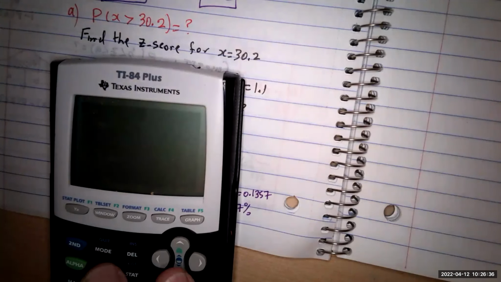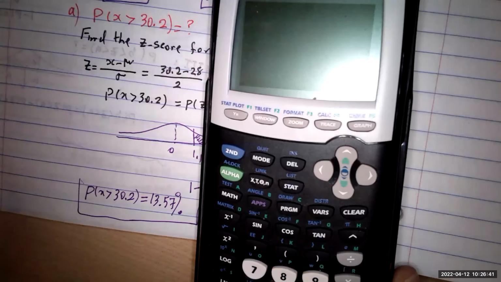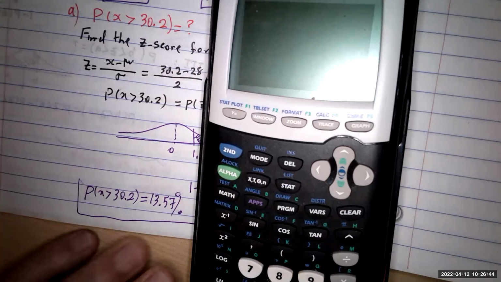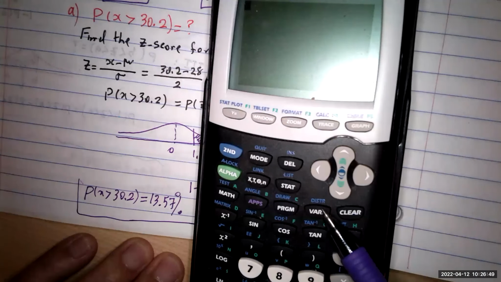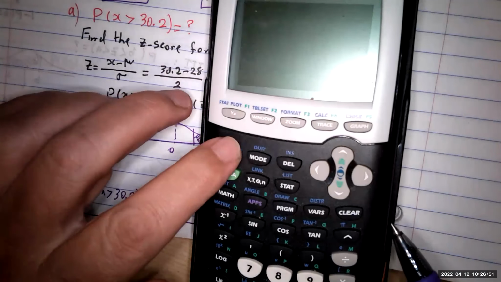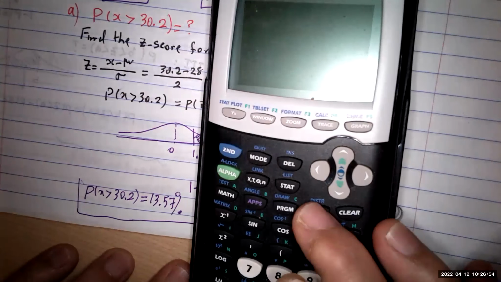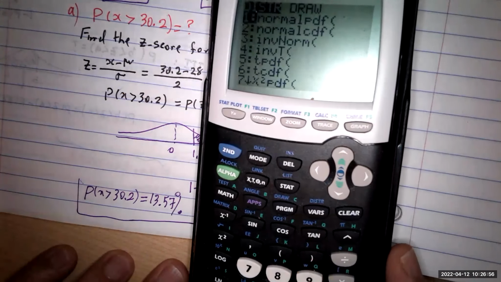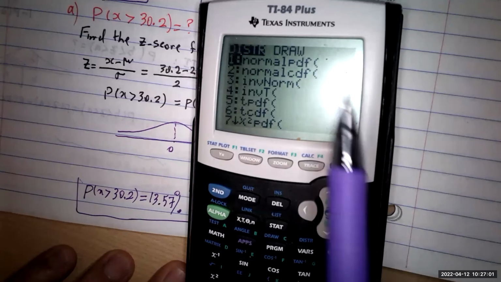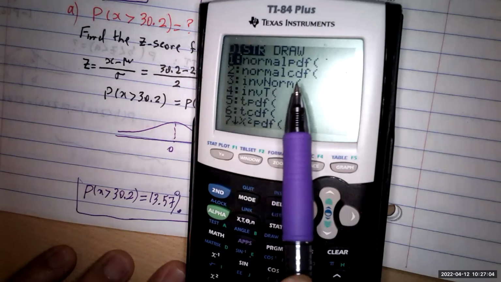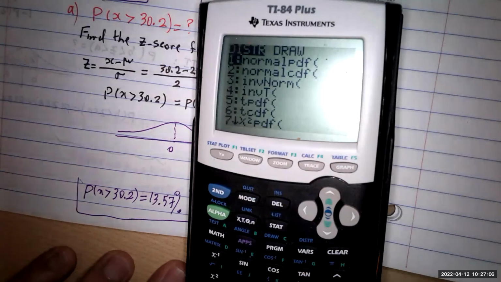The way you're going to do it, you go to your calculator. The distribution is here. You click second, then distribution. You will see all sorts of distributions that we're going to use in this course. The first one is the normal distribution. For the normal, you have two choices, the normal PDF and the normal CDF. For this type of problem, you are going to use the CDF.